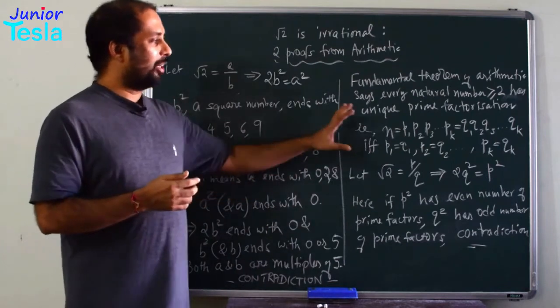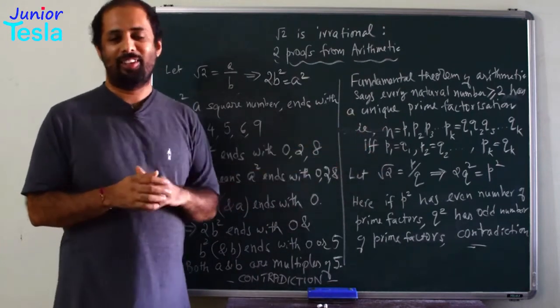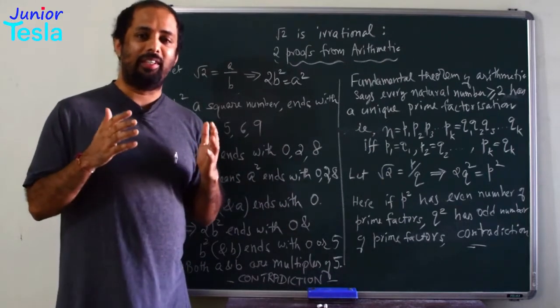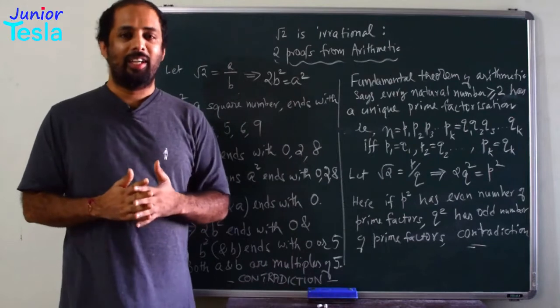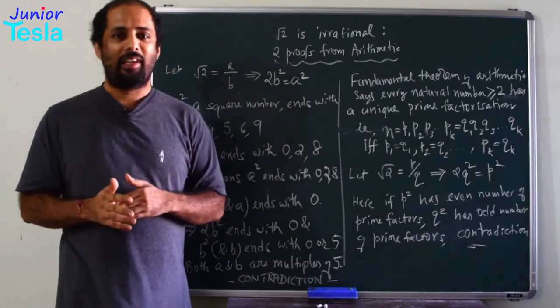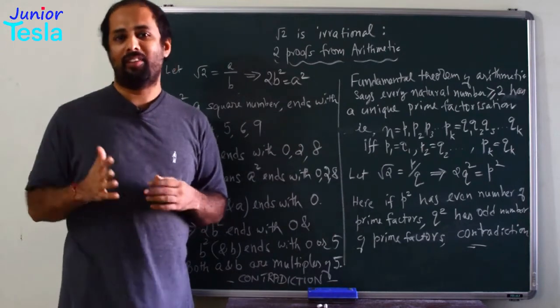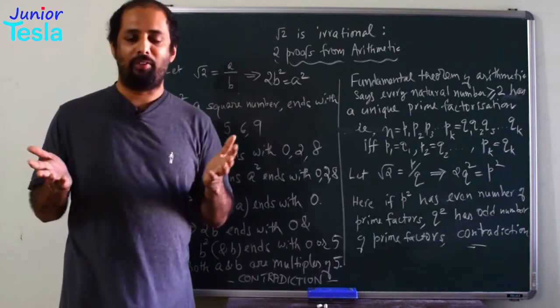Now, there is another proof which is even simpler than this, okay, and that proof uses the basic theorem, the fundamental theorem of arithmetic. Now, the fundamental theorem of arithmetic says that if you have taken a number, it has only one prime factorization. You cannot have two different prime factorizations.